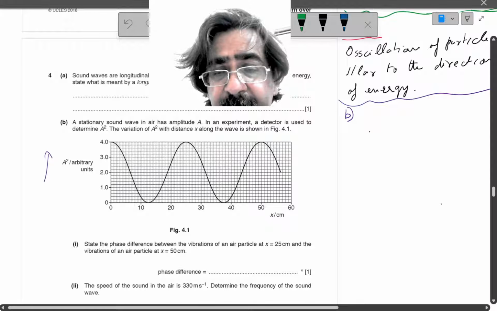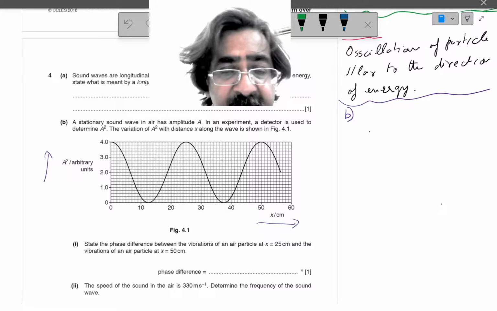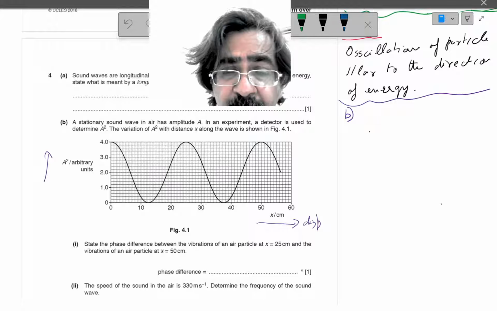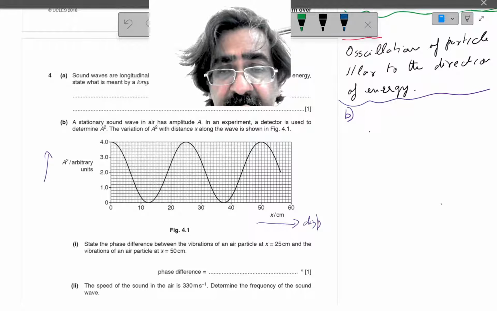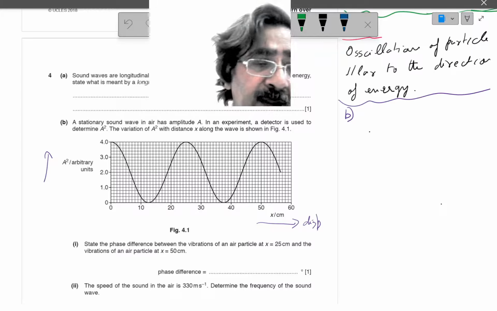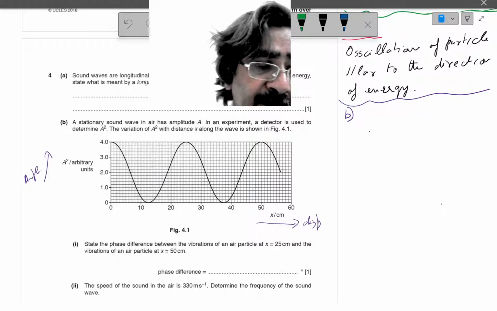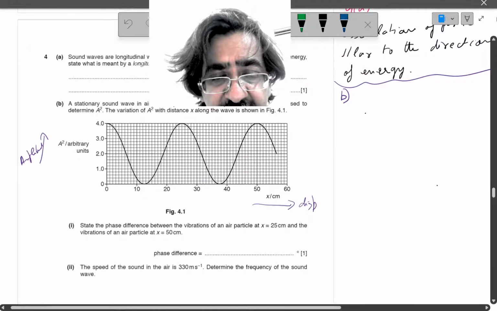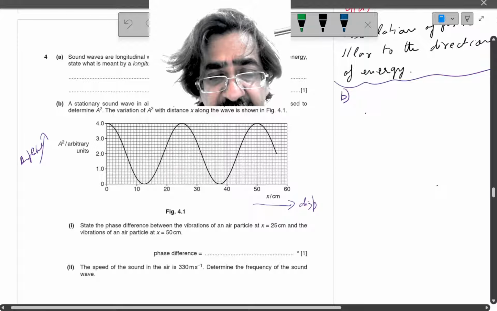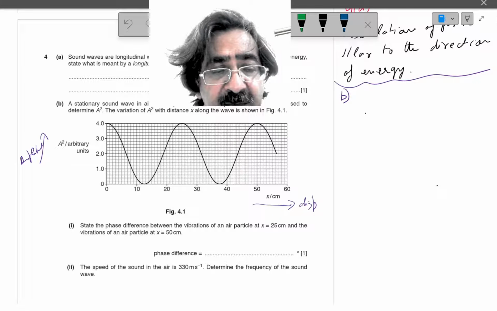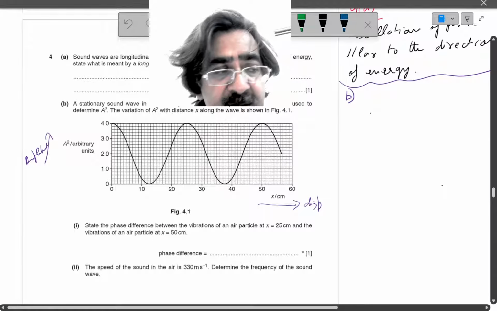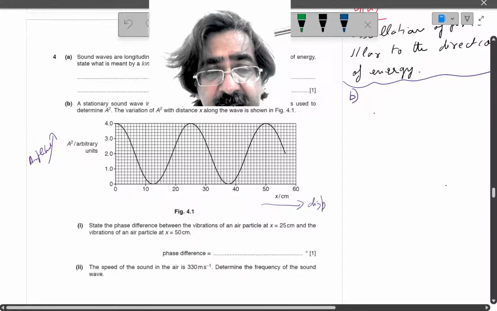This is displacement, and this is amplitude. Amplitude means maximum. State the phase difference between the vibration of air particles at x and the vibration of air at the fixed point. They said we have to find the phase difference.